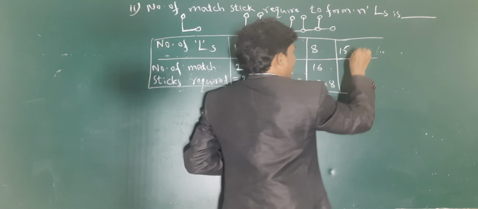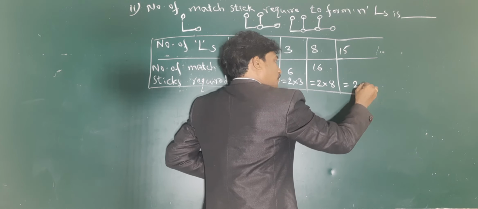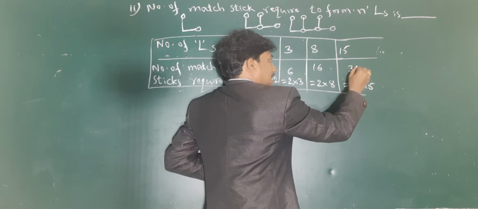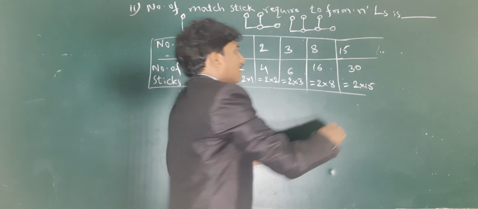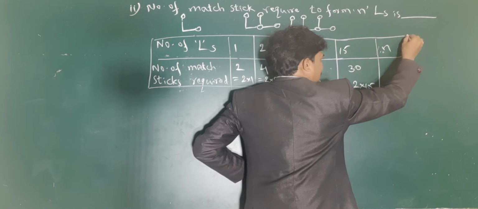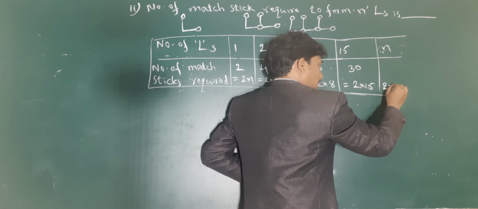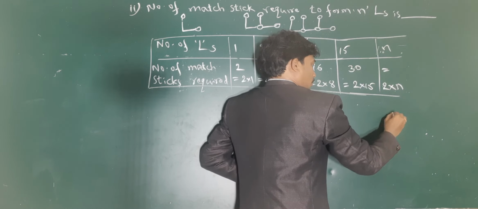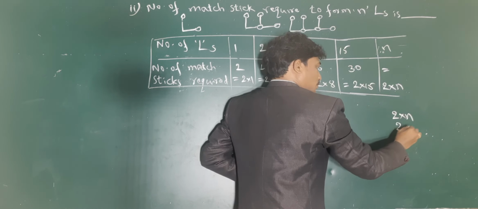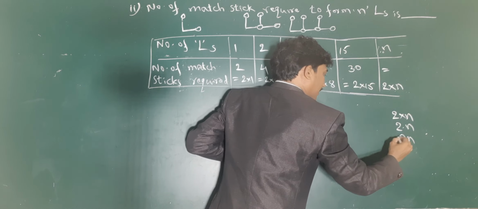For 15 L's, how many matchsticks are required? 2 into 15, that means 30 matchsticks are required. For n L's, how many matchsticks are required? We can generalize: 2 into n, which we can write as 2·n, or simply 2n.